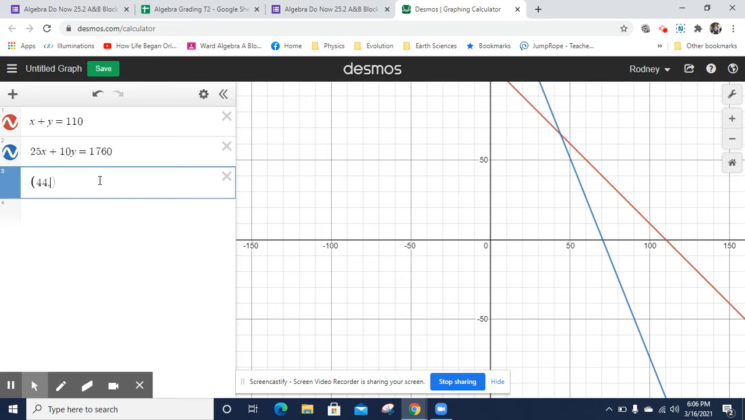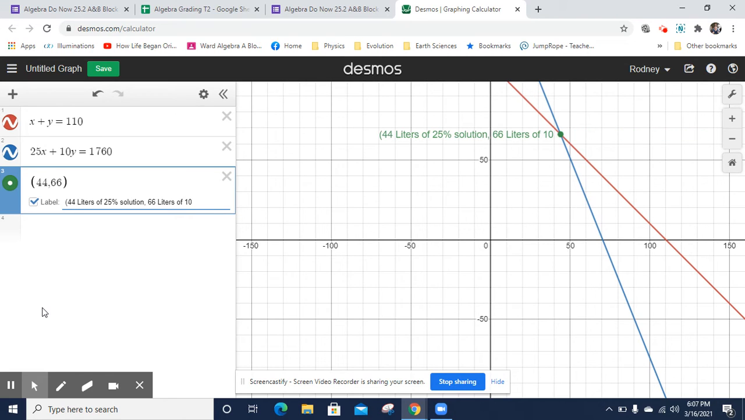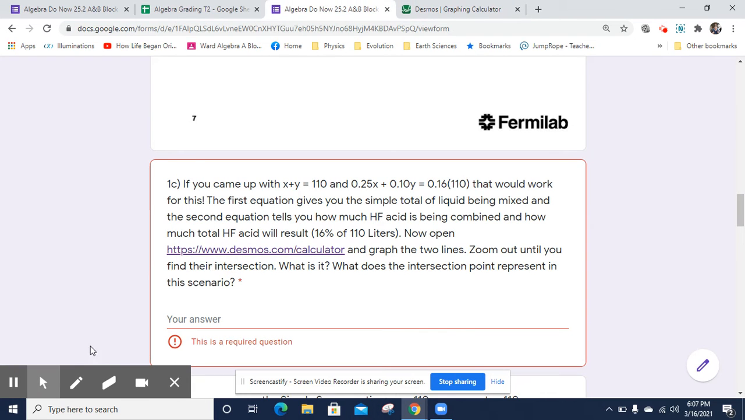So 44, 66. Let me label that. I'm going to say 44 liters of 25% solution and 66 liters of 10% solution. Okay, and that is the solution of our system of equations.